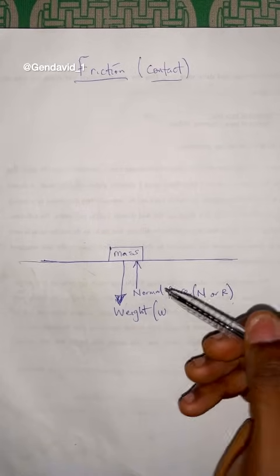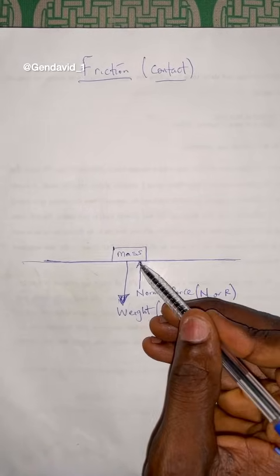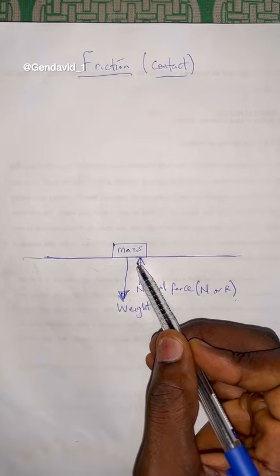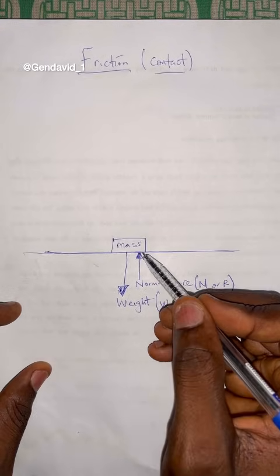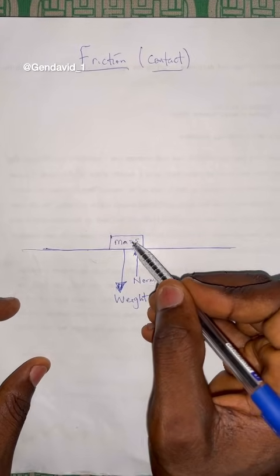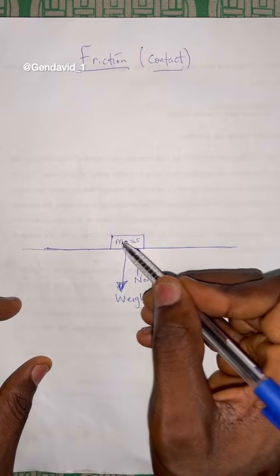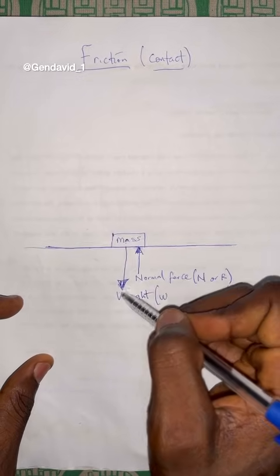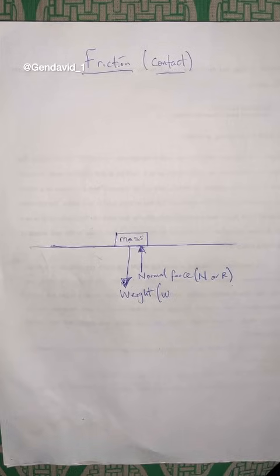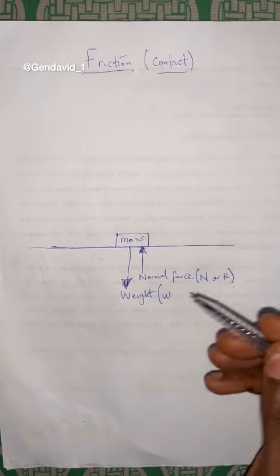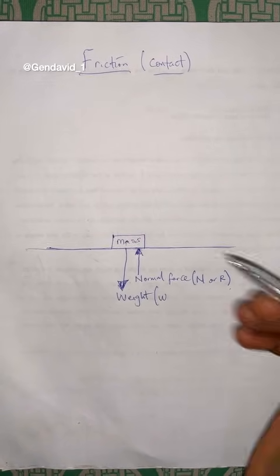What is this normal force? This normal force is the force of this surface on the object here. That is why it is pointed upward. So the normal force is the force of this surface on this body, whereas the weight is the force of this body on the ground or on the surface. So you can see that they work in opposite directions to each other. That's all about the normal force and the weight.